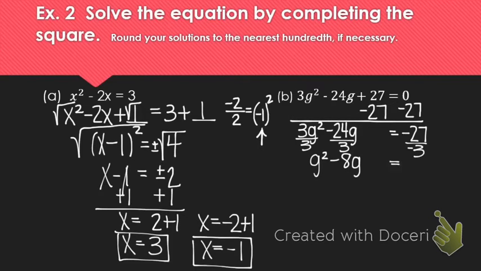-8g. Again, I'm leaving that space. And what's -27 divided by, I don't know, all of a sudden I have a -3. It's just +3. What's -27 divided by 3? -9. All right. Now I can begin to complete the square.